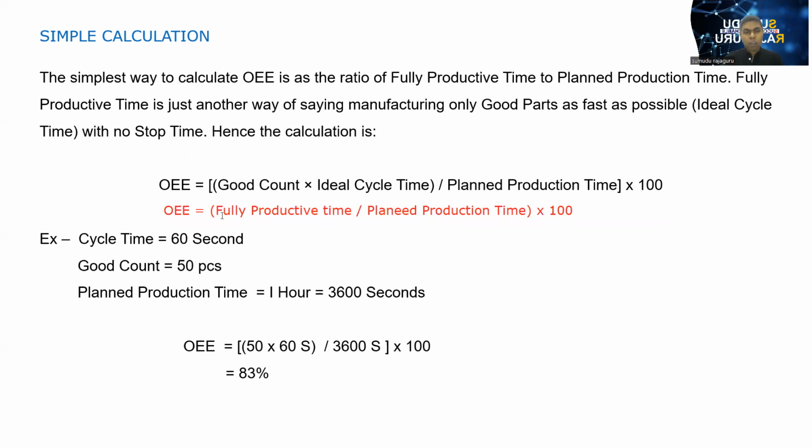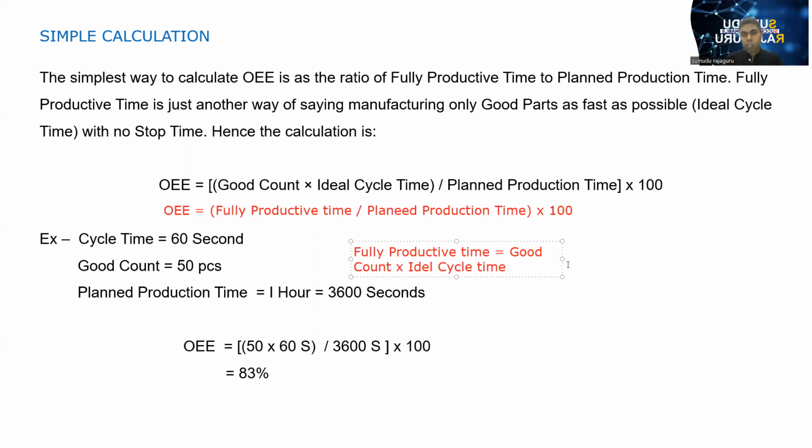Okay. So fully productive time, how can we calculate the fully productive time? Fully productive time equals good count. Good count means the number of good pieces which we have produced. Good count multiplied by ideal cycle time. Ideal cycle time means the time taken to produce one piece, one product.